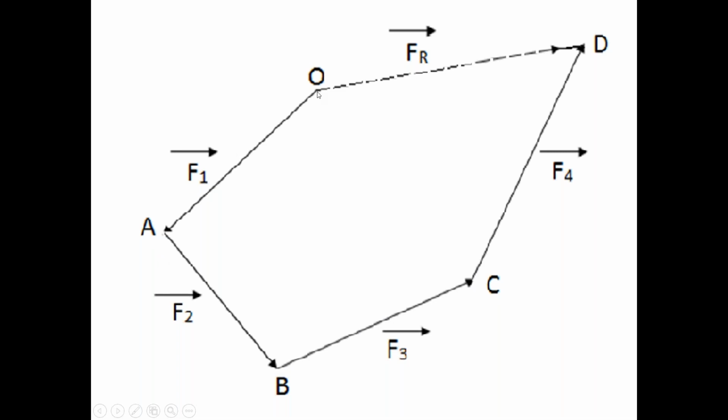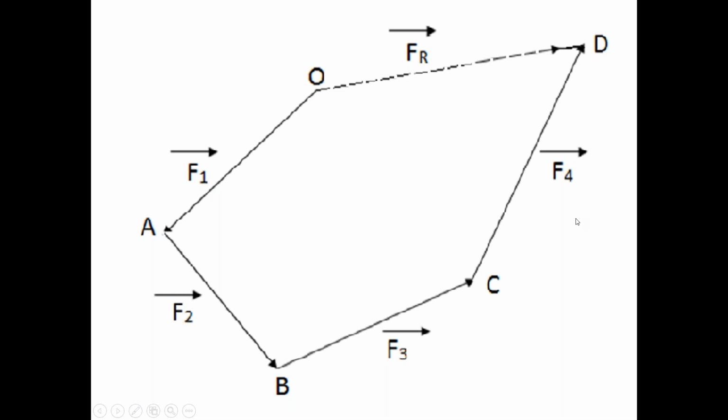So we call this O, A, B, C, D a polygon because we have four sides. OA first side, AB second side, BC third side, CD fourth side. OABCD is called a polygon. Dear students, please listen to this carefully.